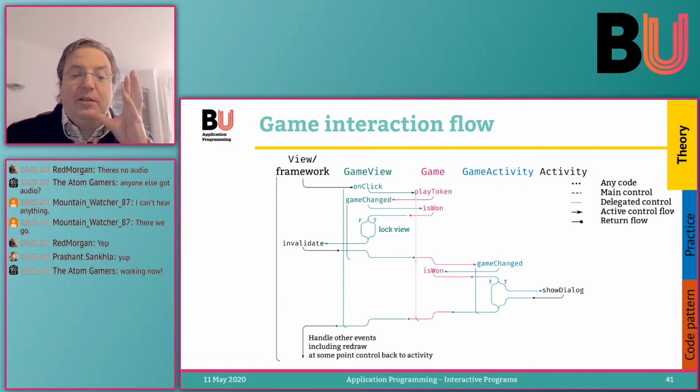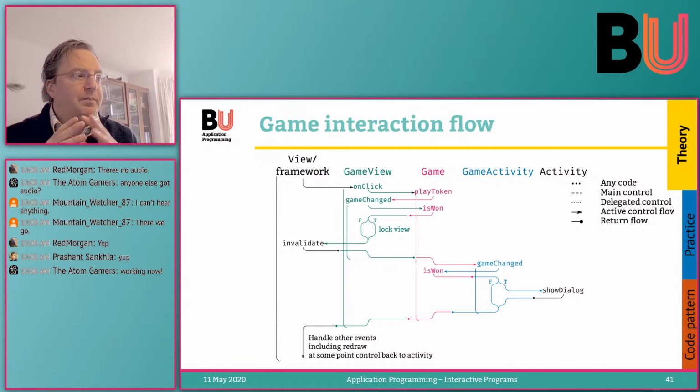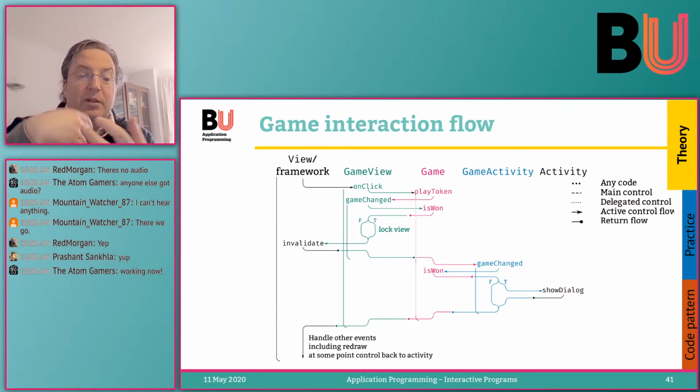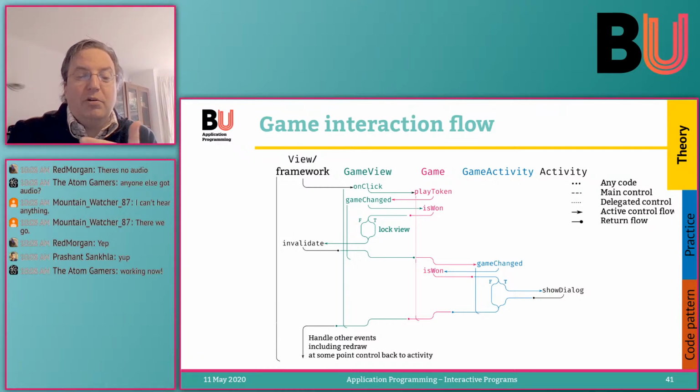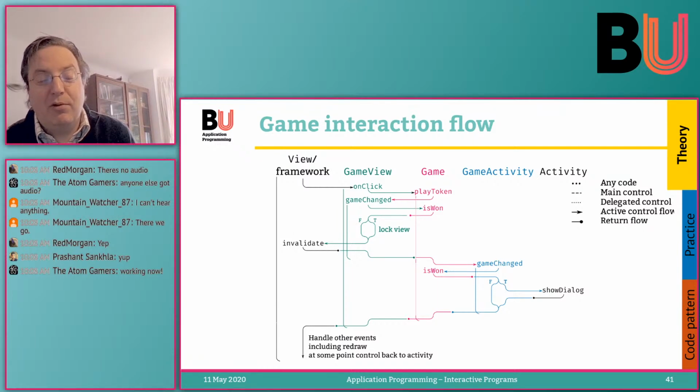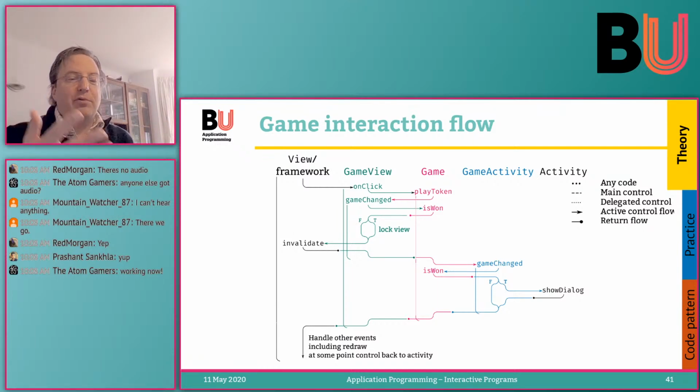Anyway, when we press our onClick function, what we are doing is playing our token. That will trigger the game change function, a listener in the game view again, which might even ask the game, has it been won? Okay, if it has been won, it might lock the view, so you cannot change it anymore. It might also do something on clicks: okay, as the game is finished, don't allow any clicks.